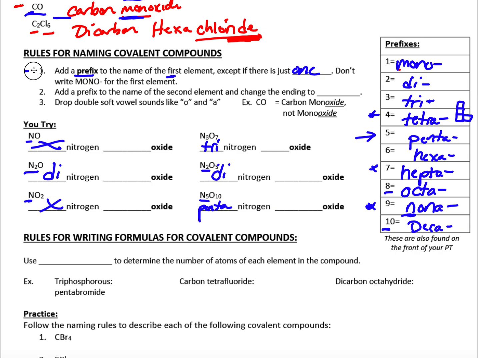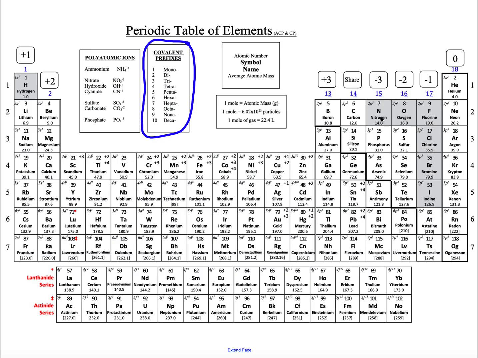So that's what we do with the first element. We add a prefix, except if there's just one, and then we don't do anything. We don't use mono for the first element. Now let's look at the second element. We add a prefix to the name of the second element, and we change the ending to "ide," just like we did before. Remember we had nitride, phosphide, oxide, sulfide, fluoride, chloride, bromide, iodide.